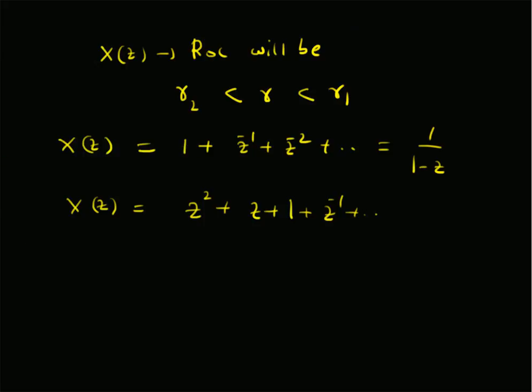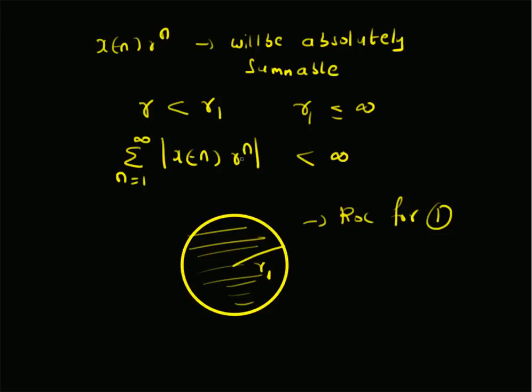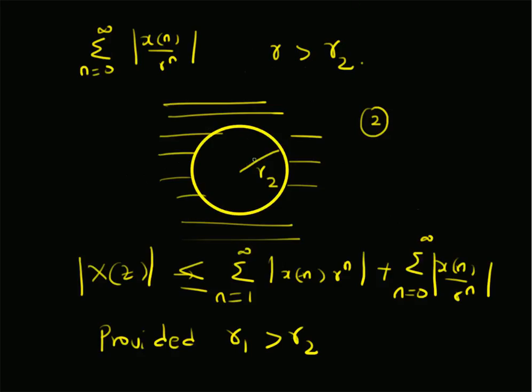And another important conclusion we can draw is that for anti-causal signals, that is for x(-n), the ROC is usually a region inside a circle of radius R1, and for causal signals the ROC is usually a region outside a circle of radius R2.